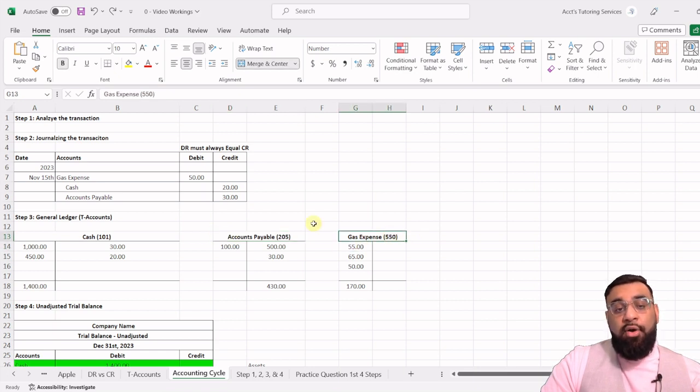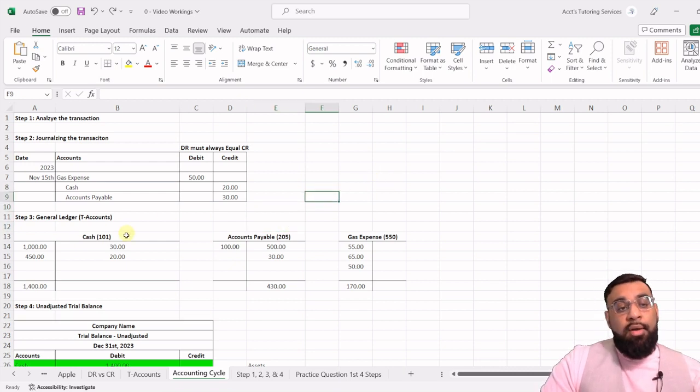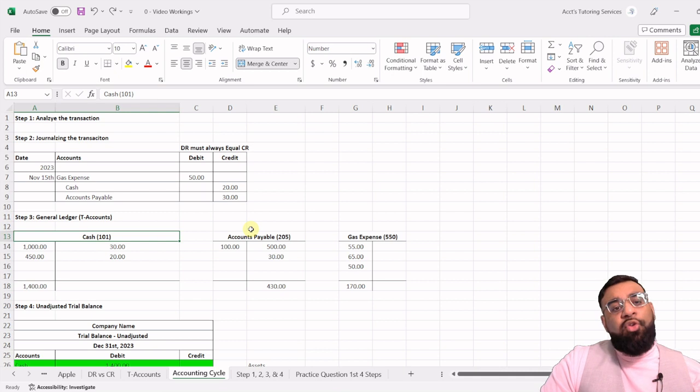Remember, assets are in the hundreds, liabilities are in the 200s, equity, shareholders' equities are in the 300s, revenues are in the 400s, and expenses are in the 500s. Depending on your course or what you're trying to learn, this might not be relevant, the account number, so you can ignore that altogether. If you haven't heard about it before, just ignore it.